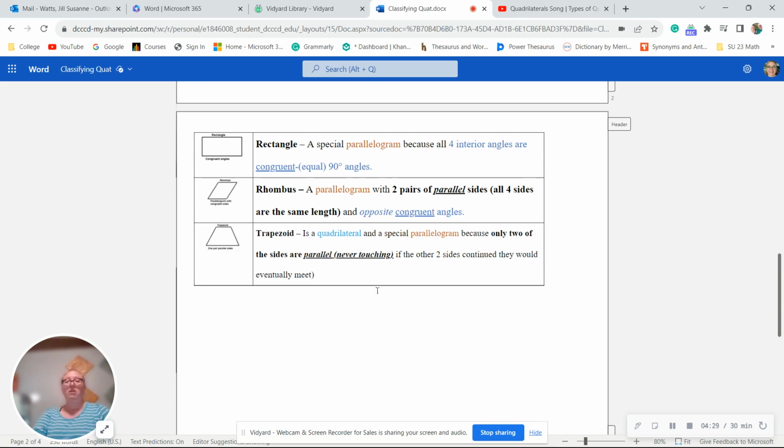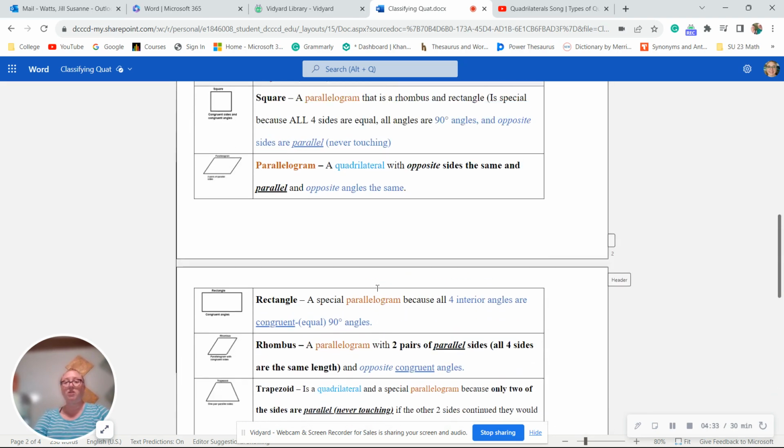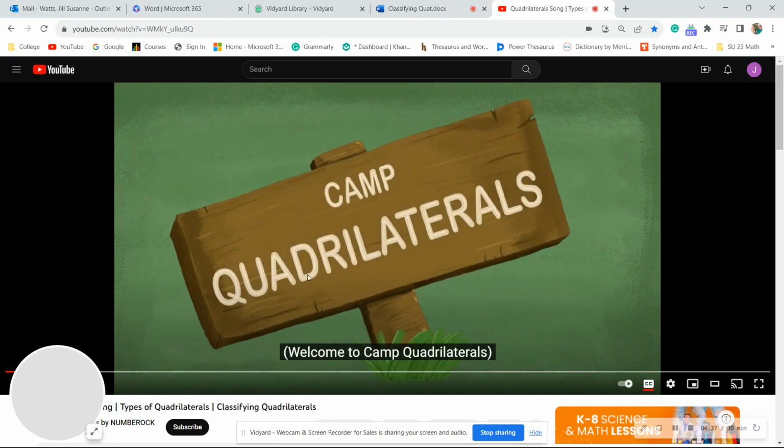Okay. So now we're going to get into our lesson. But first, I want to show y'all this quadrilateral song.